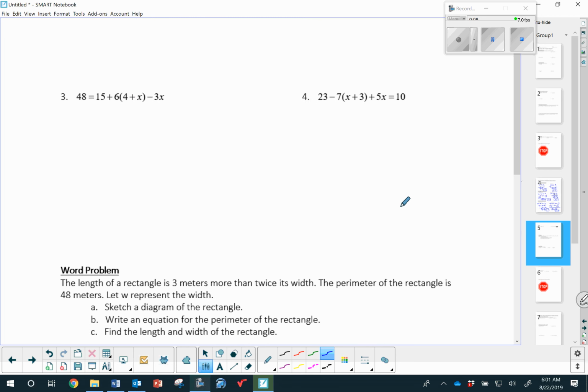All right, moving right along. 48 equals 15 plus 6 times 4 plus x minus 3x.